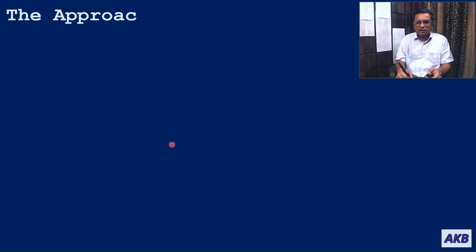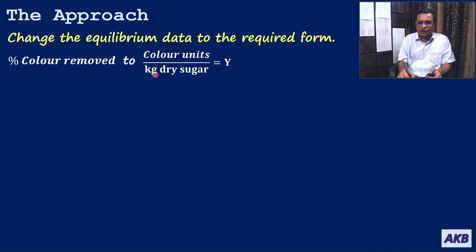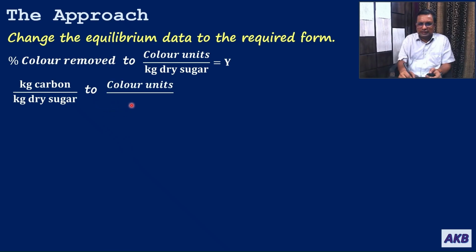Let us move ahead. Now, what would be the approach to solve this problem? First, we will change the given equilibrium data, the percentage color removed, to the required form. We convert it to color units per kg dry sugar, which is capital Y, and using the values given for kg carbon per kg dry sugar and percentage color removed, we convert it to color units per kg carbon, which is capital X.